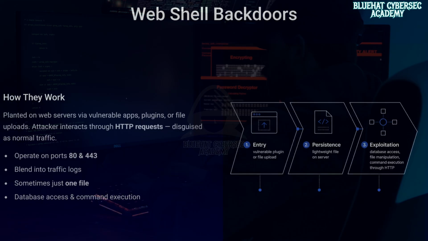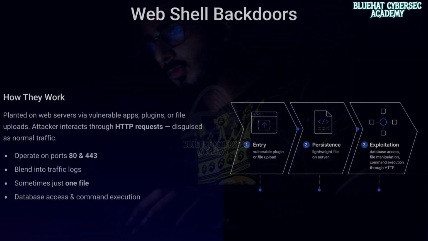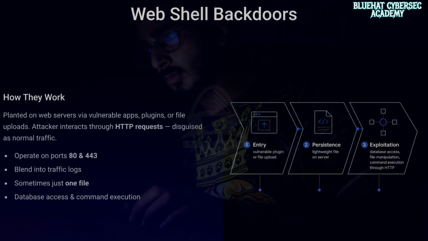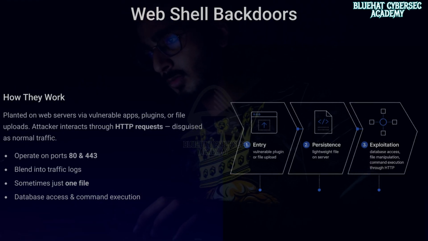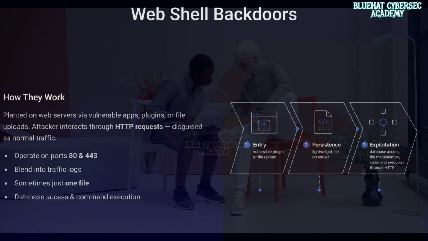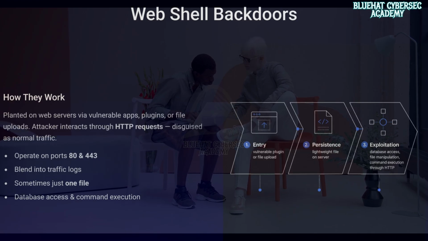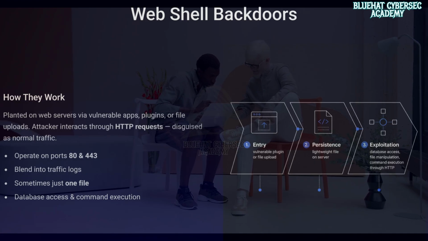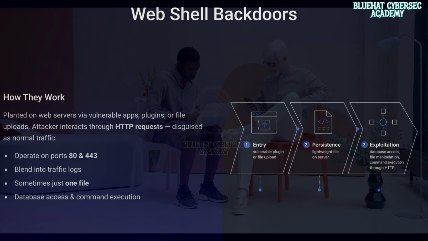Now let's break down why they're dangerous. They operate through standard web ports like 80 and 443. They blend into normal traffic logs. They can be extremely lightweight, sometimes just a single file, and they allow database access, file manipulation, and command execution. And here's the analytical perspective that matters most. Web shells expose a major blind spot in cybersecurity thinking, which is infrastructure trust. Organizations often monitor network traffic carefully, but fail to deeply inspect what legitimate web traffic is actually doing at the application layer.